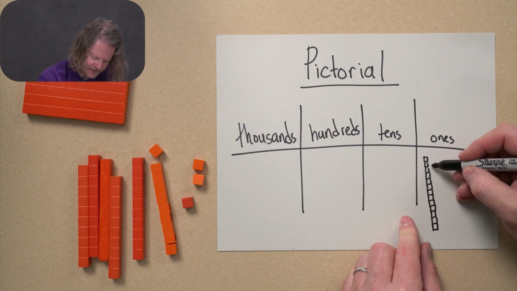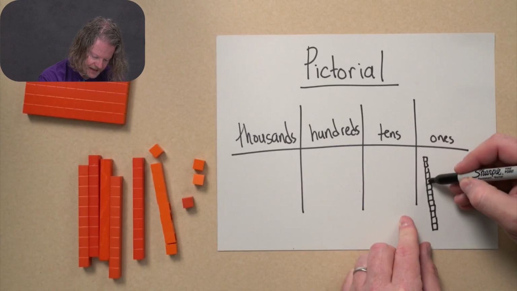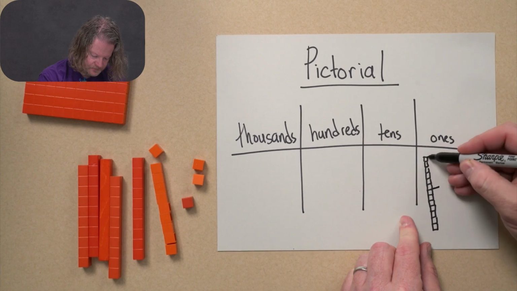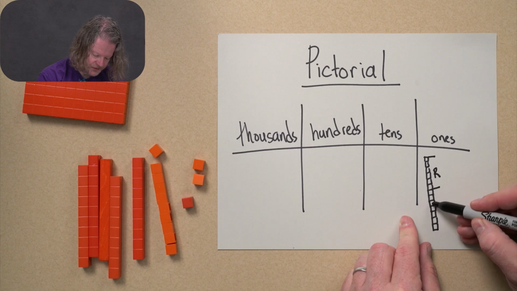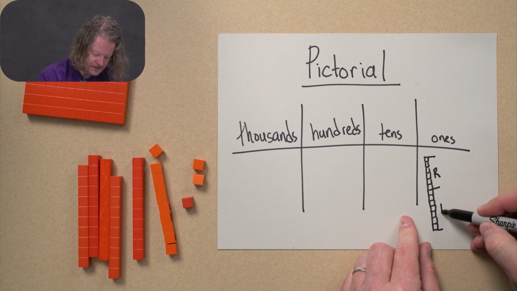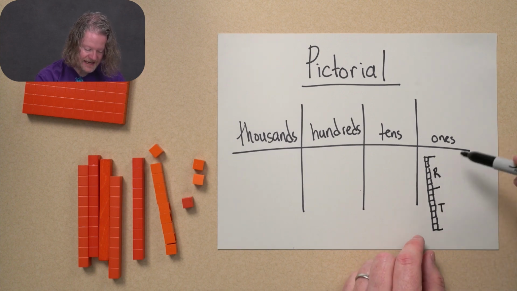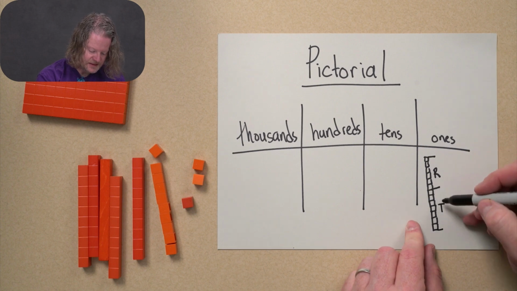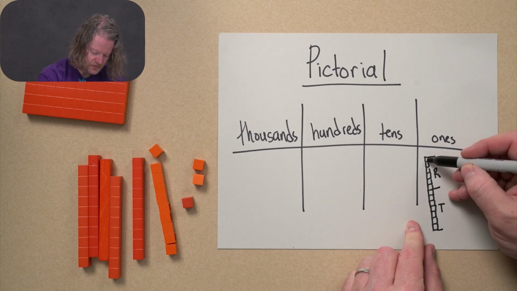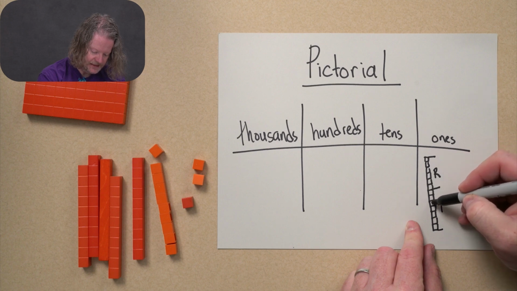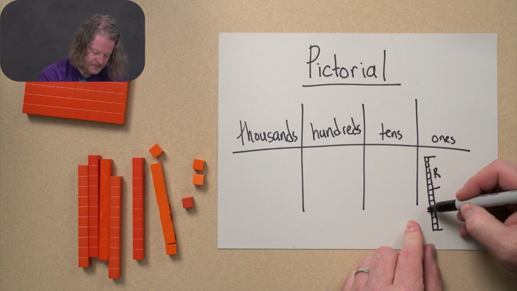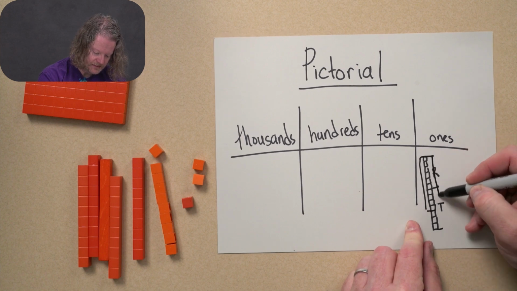So let's make sure I have, so Ryan had 6, so 1, 2, 3, 4, 5, 6. So maybe I'll label that with an R. Tom gave him 7. 1, 2, 3, 4, 5, 6, 7. Okay, so those are Tom's. And now remember, I can't have 10 of anything in any of these columns. So I'm going to go to 10. Let's see, 1, 2, 3, 4, 5, 6, 7, 8, 9, 10. Okay, so this section right here now is a 10.